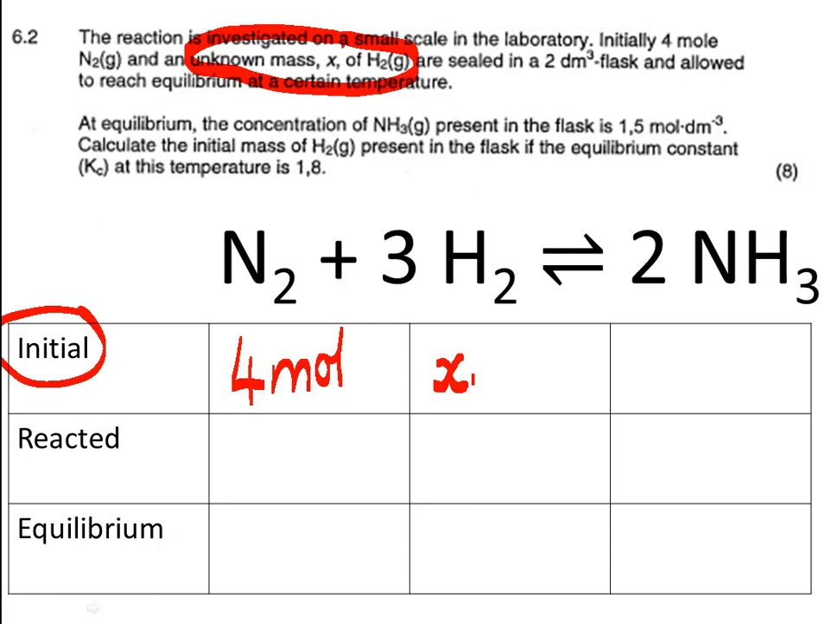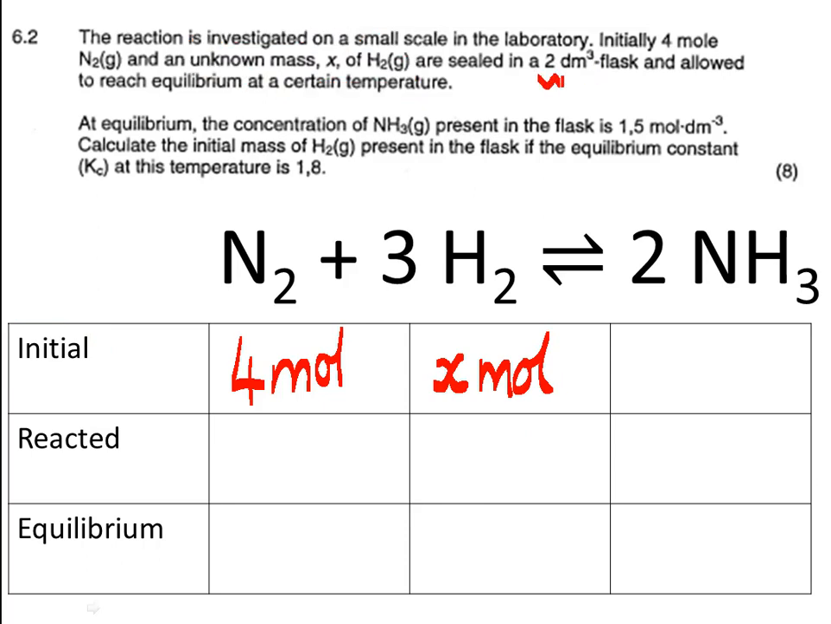We also don't know how many moles of hydrogen we have. So we could say X mole, or change it to Y mole if you like. All of that is sealed in a 2 decimeter cubed flask. Remember that when we get to concentrations, that value is going to be important, that volume. And it's allowed to reach equilibrium at a constant temperature. So when we start off, we only have the nitrogen and hydrogen, so there's no ammonia. And this is all sealed, so we cannot get gases escaping or entering.